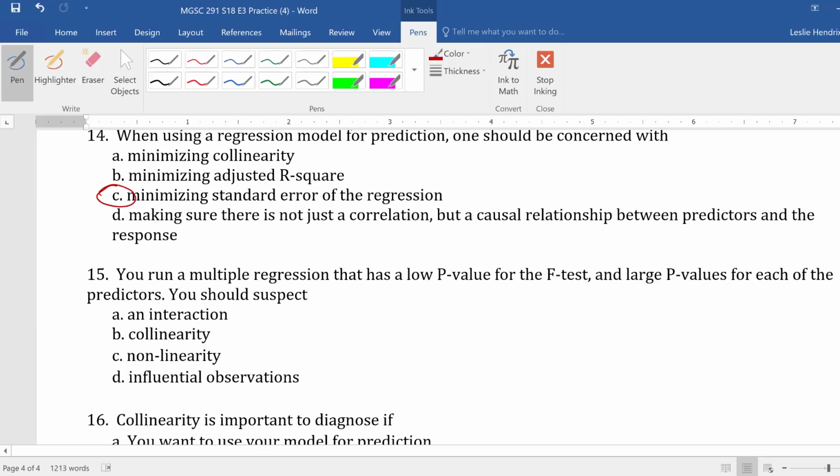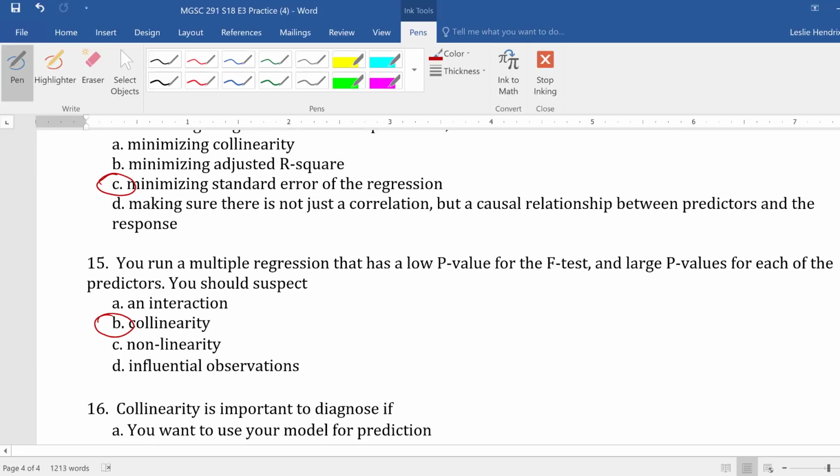All right, you run a multiple regression that has a low p-value for the F-test, but large p-values for each of the predictors. What happened there? If you have a low p-value for the F-test, it tells you have at least one important predictor in the model, but then all the large p-values make it look like that's not the case. However, we know those p-values say that they're not important in the presence of the other predictors. If that happens, there could be collinearity present.